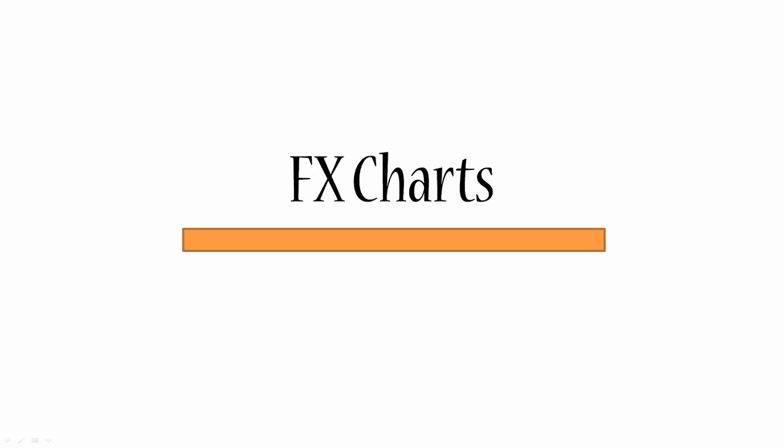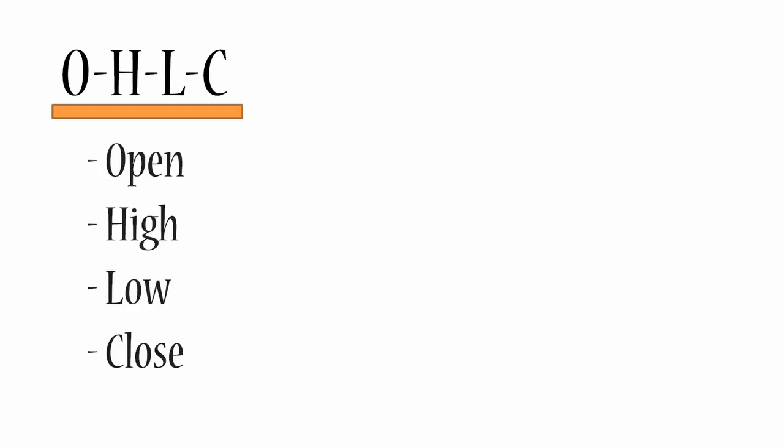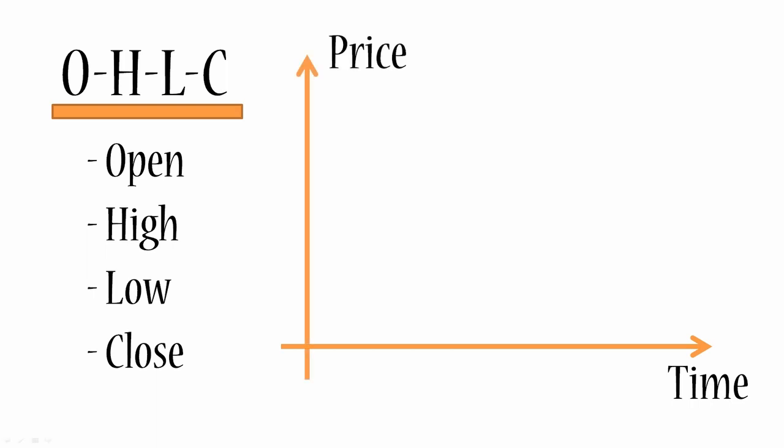Very often when you hear about Forex charts, you hear the abbreviation OHLC. So what does it even stand for and what does it mean? OHLC stands for open, high, low, and close. And to get to know this abbreviation a bit better, we're going to start by drawing two axes. The horizontal axis will be time, and the vertical axis will be price.